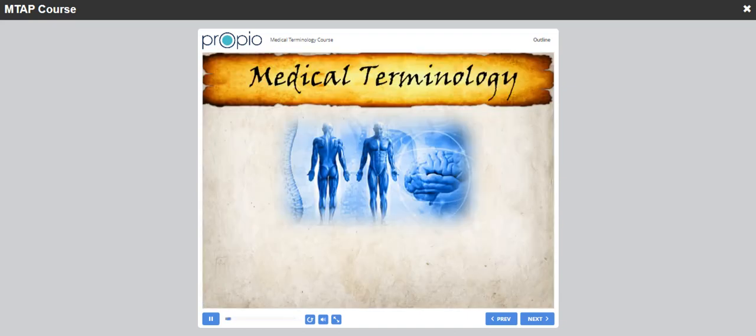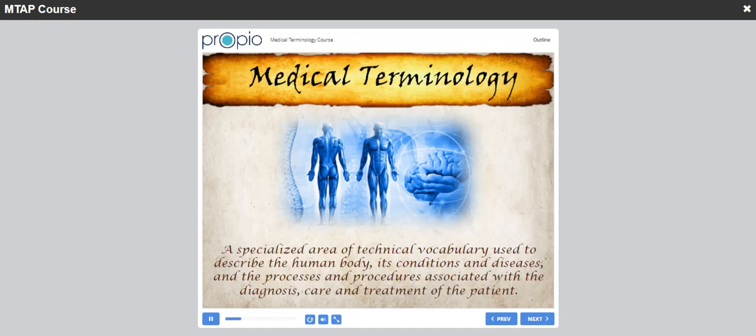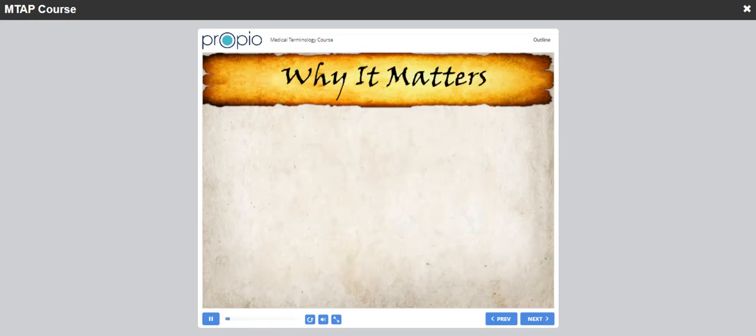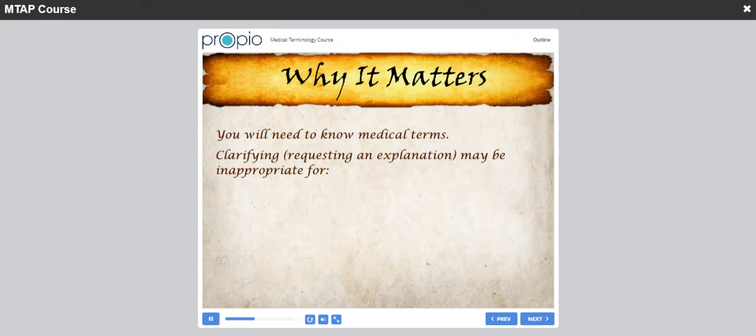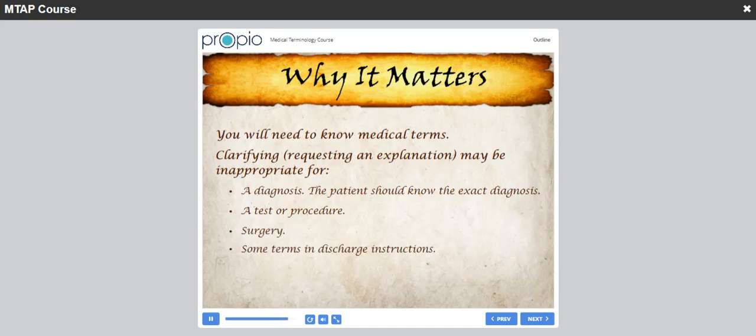What is medical terminology? Medical terminology is a specialized area of technical vocabulary used to describe the human body, its conditions and diseases, and the processes and procedures associated with the diagnosis, care, and treatment of the patient. Why does it matter to know medical terminology? You will need to know medical terms as a medical interpreter because clarifying, requesting an explanation may be inappropriate for a diagnosis. The patient should know the exact diagnosis, a test or procedure, surgery, some terms in discharge instructions.